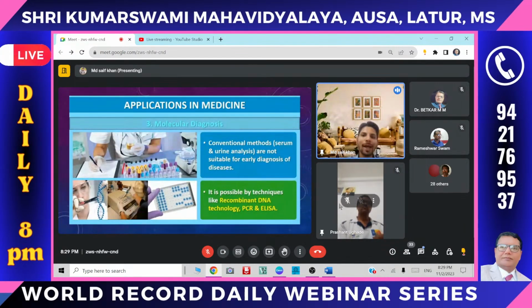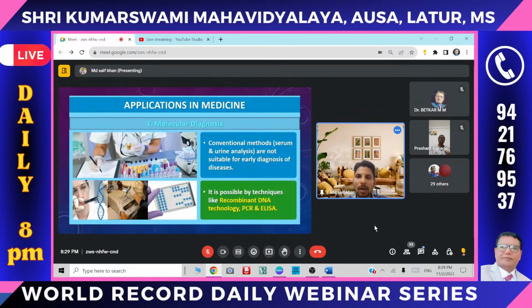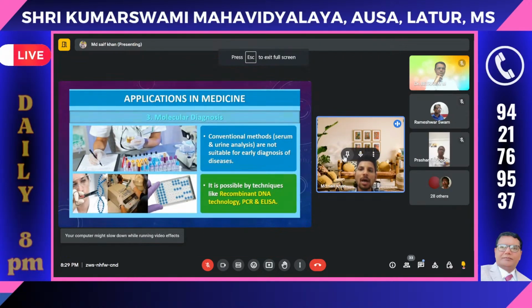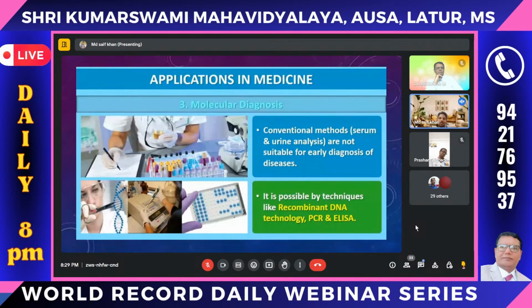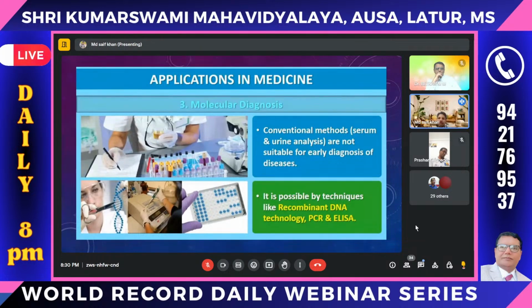Third is molecular diagnosis. How can we use biotechnological applications for molecular diagnosis? Here are the conventional methods. One is serum and urine analysis, which are not suitable for easy diagnosis of disease. Various diseases are not diagnosed by urine or different serum tests. So what we are doing here is molecular diagnosis. It is possible by techniques like recombinant DNA technology, PCR, and the ELISA technique.